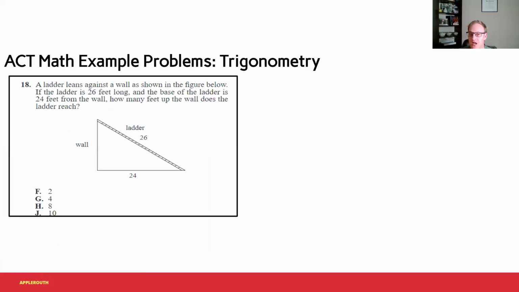Here's an example of a trigonometry question, or maybe geometry, because it doesn't necessarily mention sine, cosine, tangent. You've got the shape, you've got some information that's redundant, and the question is, how high up does the wall go? Or how high up does the ladder go up the wall? So the height of this triangle.